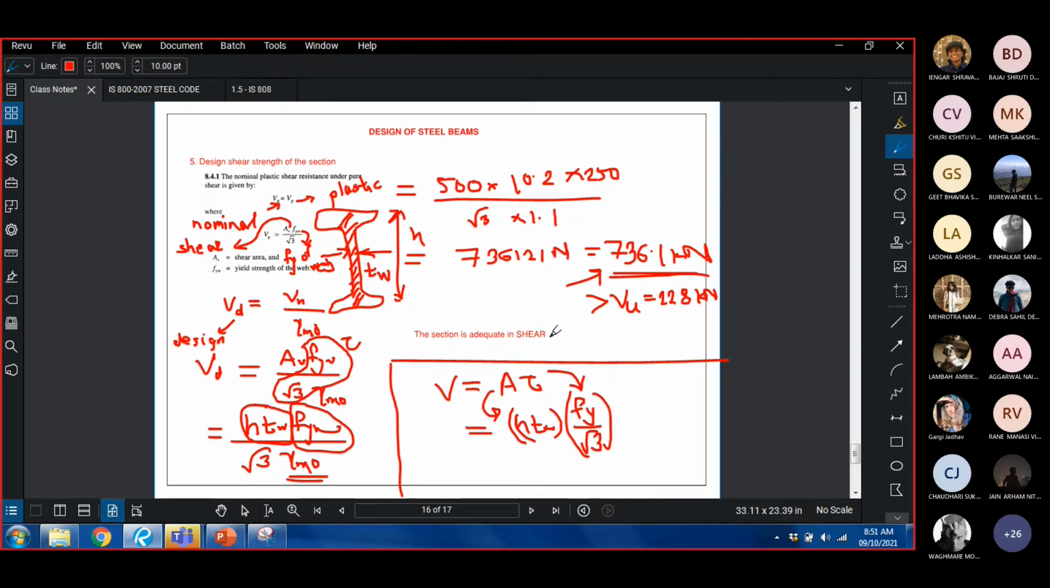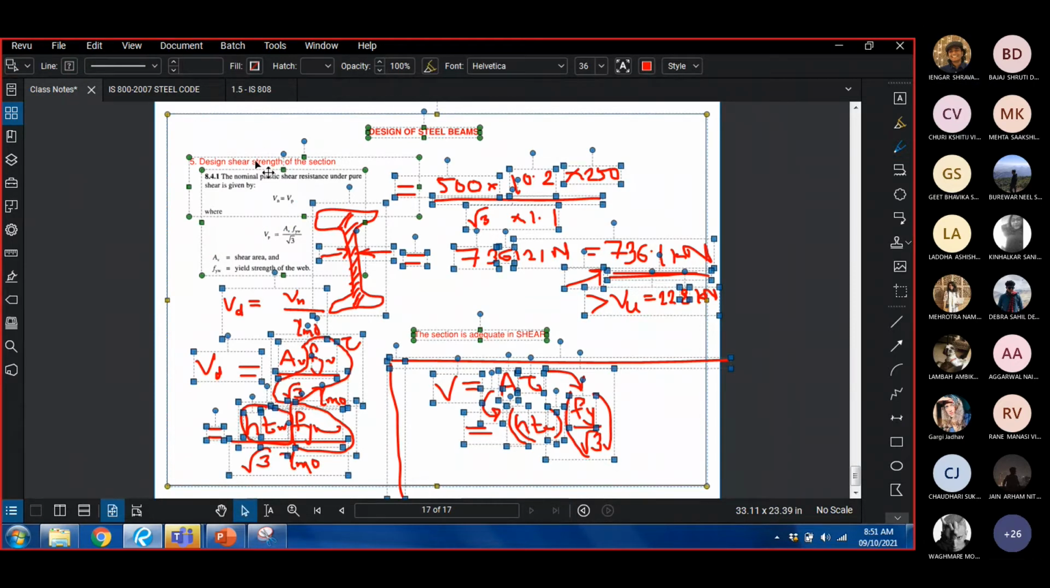Is that clear? Yes. I'll just note all of that down. Okay. So now our last check is remaining. which is the check for deflection.